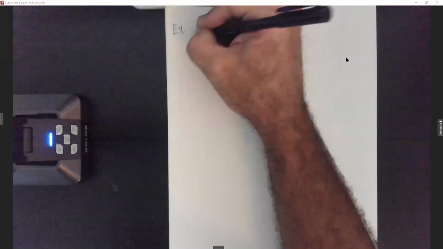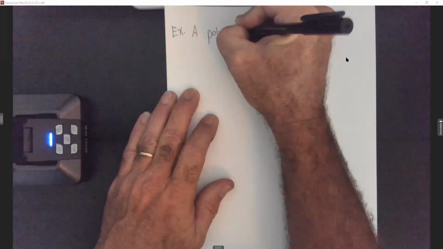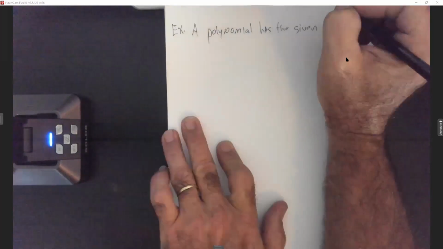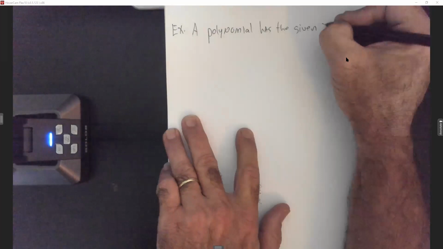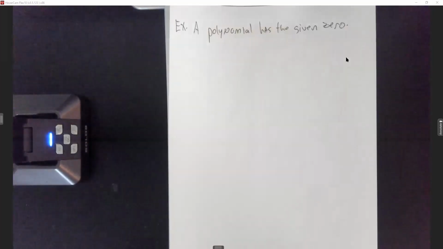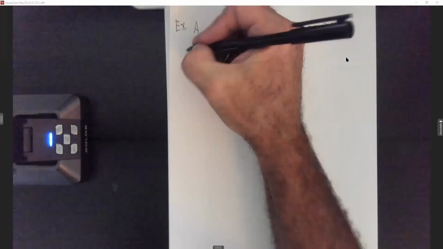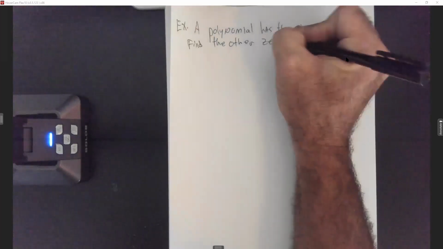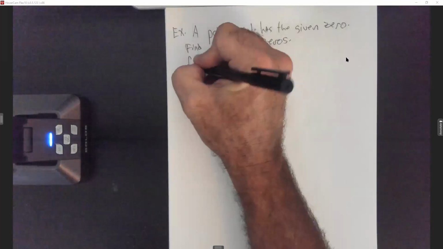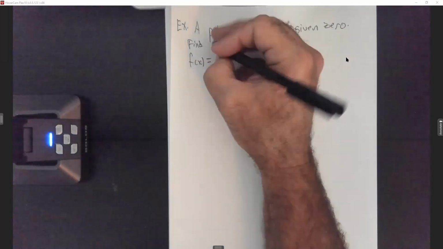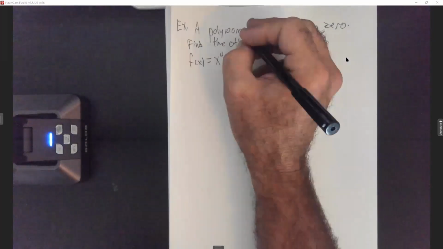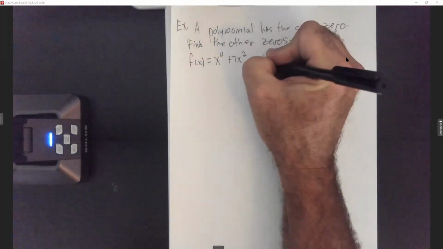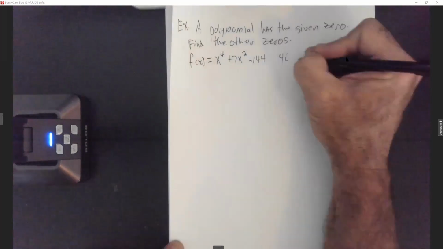So a polynomial has the given zero. Find the other zeros. So let's get our polynomial. F of x is going to equal x to the 4th plus 7x squared minus 144. And they're telling me 4i is a 0.